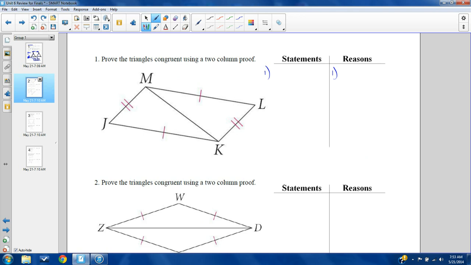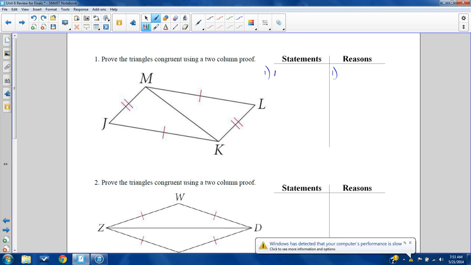It says prove the triangles are congruent using a two-column proof. What you're going to do is definitely work with the givens. Use what they give you first, or what they tell you and what you can draw from there. So I'm going to see some statements I have here. I can say segment ML is congruent to segment JK.